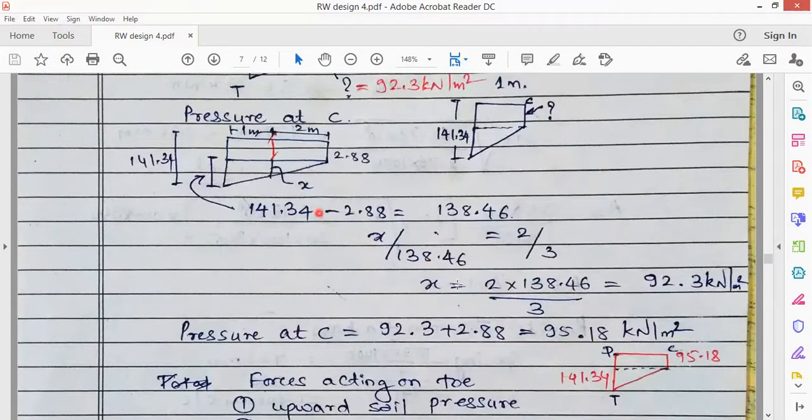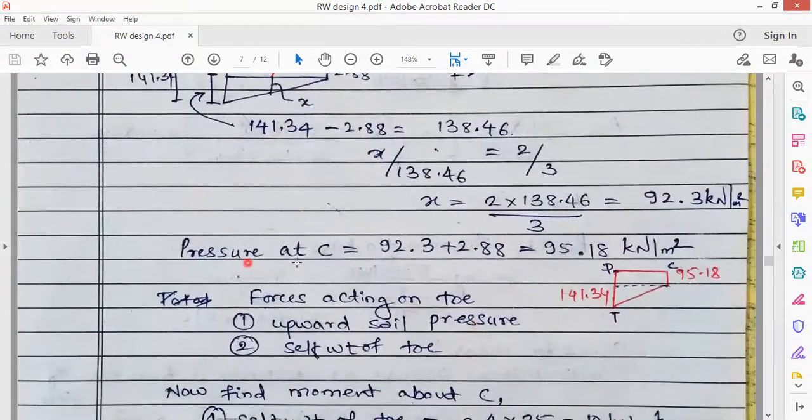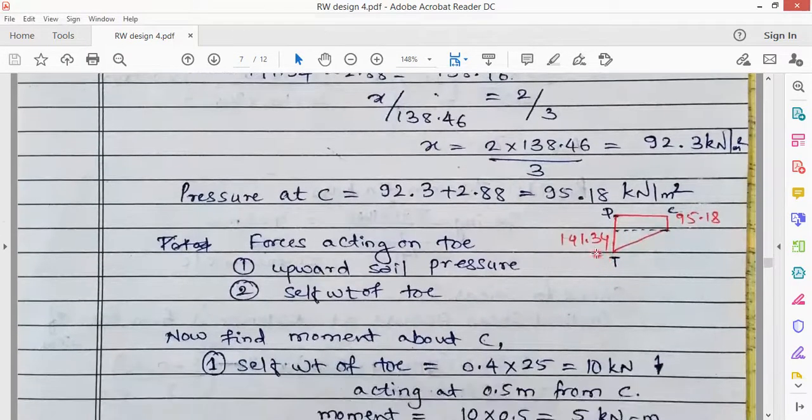It is by the similar triangle method. So total pressure at C is equal to 95.18. So here is 95.18 and here is 141.34 pressure, maximum pressure. So now I will get what are the total vertical forces.